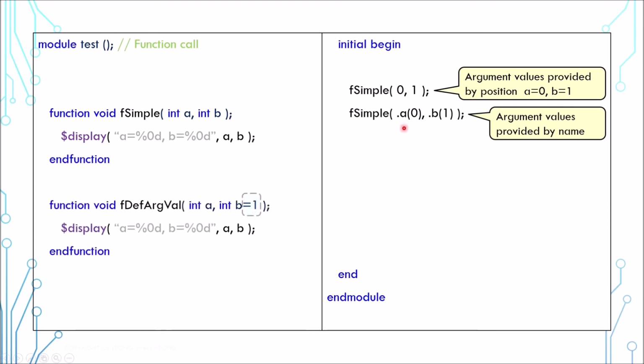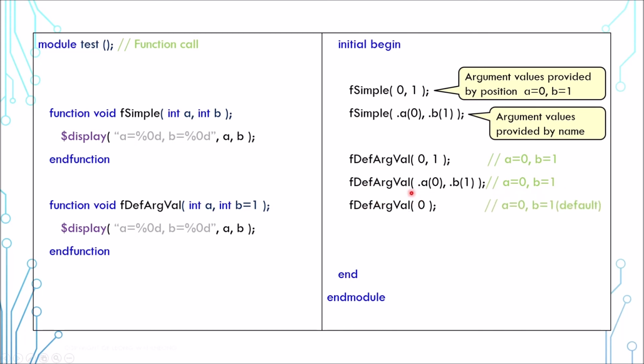Argument can have a default value. This is the same function as above, but b has a default value 1 here. Calling this function is the same as before. In addition, you can call the function by simply providing value to a, and b will take the default value 1. This is the same, but this is by argument name.